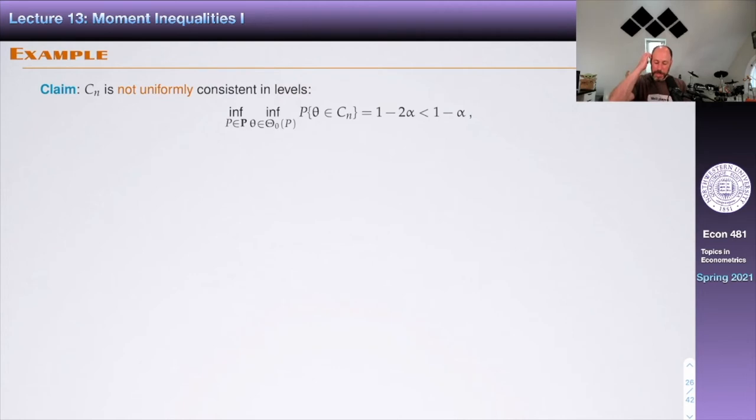Now, the problem, as you can imagine, is that this C_n is not uniformly consistent in levels. In fact, you can show that the infimum over P and θ of this coverage probability is 1 minus 2α, which is strictly less than 1 minus α. So, for example, if α is 5%, you want a 95% confidence region, then here you get a 90% confidence region.